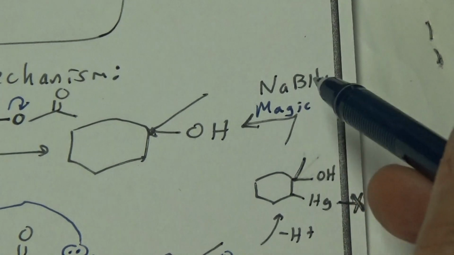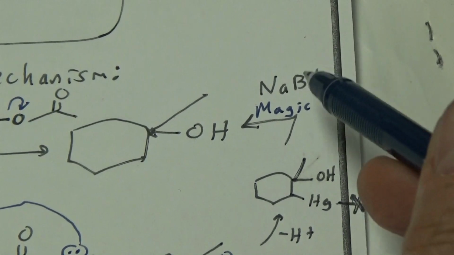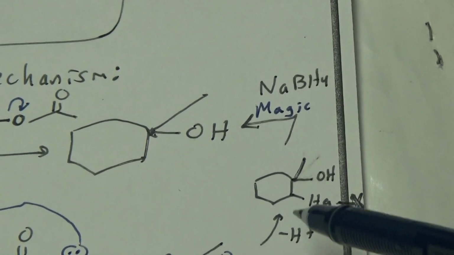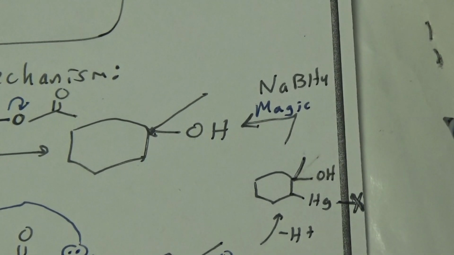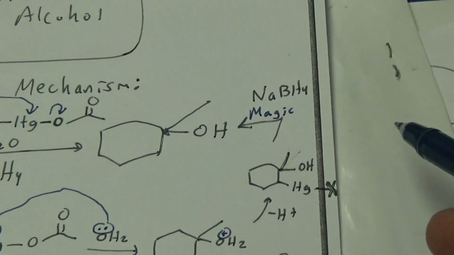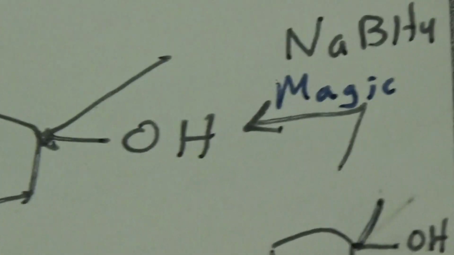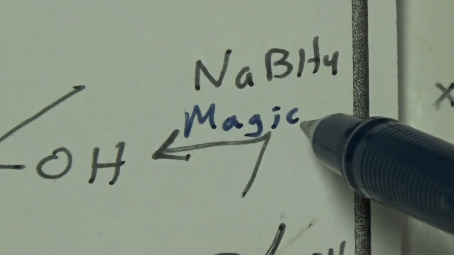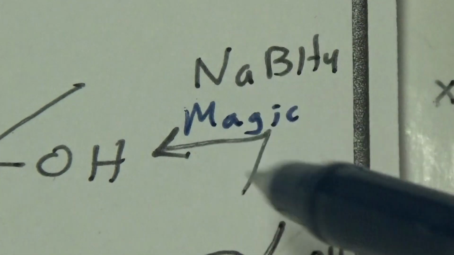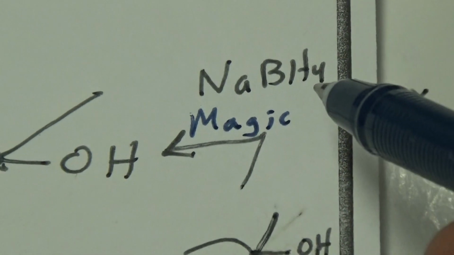It's not just an SN2. You'd think, oh, this is H minus, like H minus attacks and kicks it off. It's not that. It's more involved. But for now, what do we call it? We call it magic. There's going to be a couple of magic steps in this chapter, just things that I don't really want to get into because it's not critical.